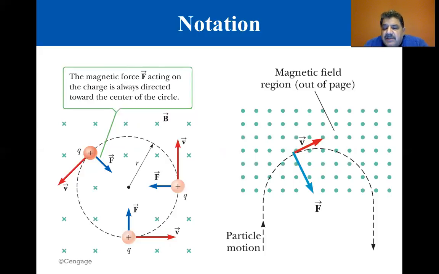This ends this section on motion of a charged particle in magnetic fields. The next section is section 19.5, magnetic force on a current carrying conductor.